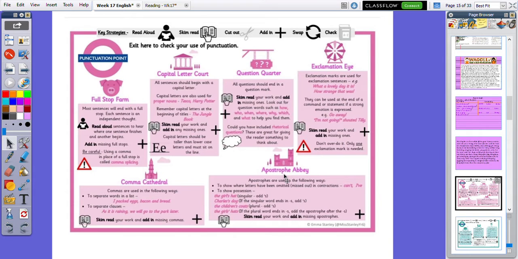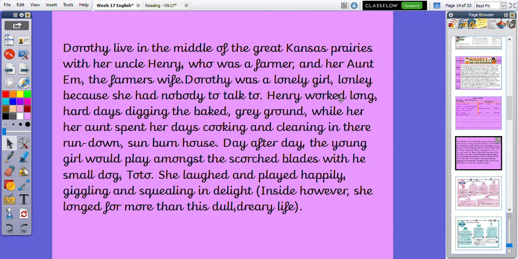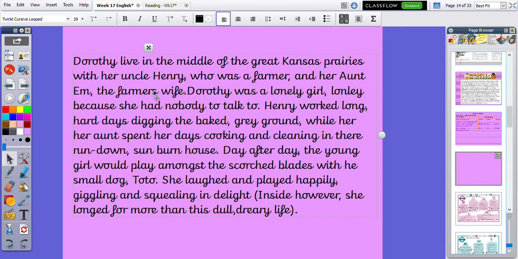And then apostrophe Abby. So this is talking about how the apostrophes are used. So could there be any for contractions or for possession? So remember, possession means when something belongs to somebody. So let's go and see. I remember in mine here I talk about the farmer's wife, but actually I didn't put an apostrophe. So I have the apostrophe there because we're saying that the wife belongs to the farmer, they come together, okay? So we've got an apostrophe for possession. Have I got any others? Let's see, the young girl, she played and laughed happily. And I think that is it, okay?